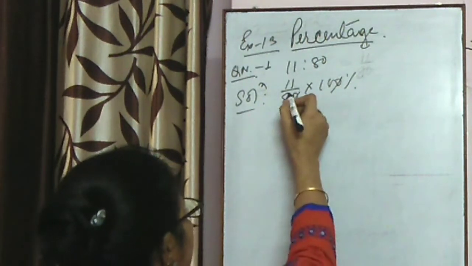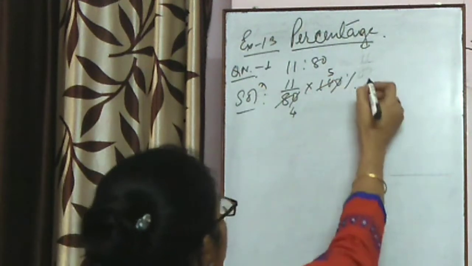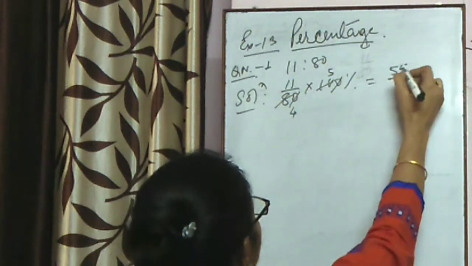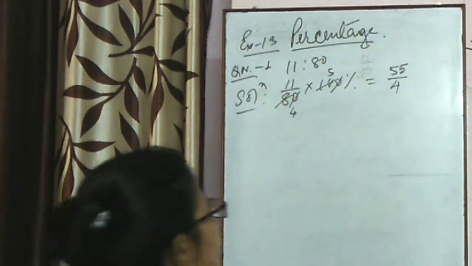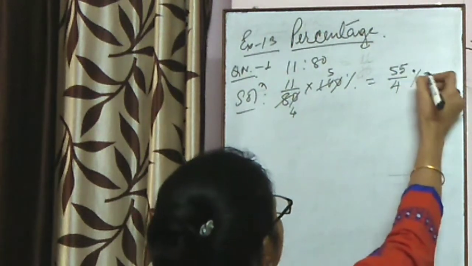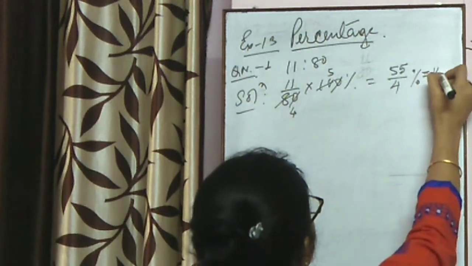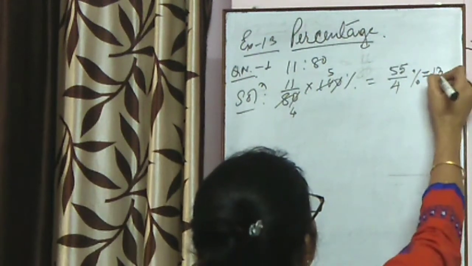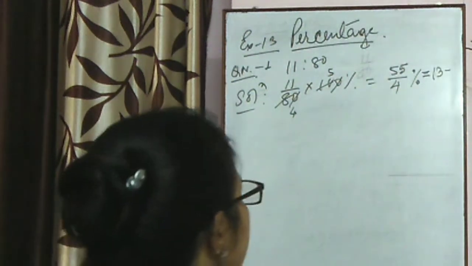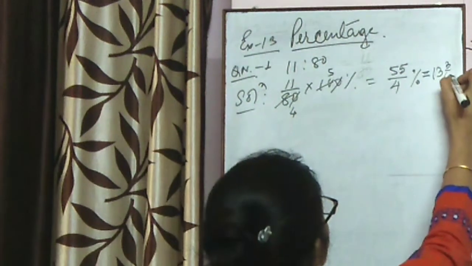Okay, then 4 times 2 is 8, 4 times 5 is 20. So here it comes 55 by 4%. So it can be converted into mixed fraction also, 13 3 by 4%.